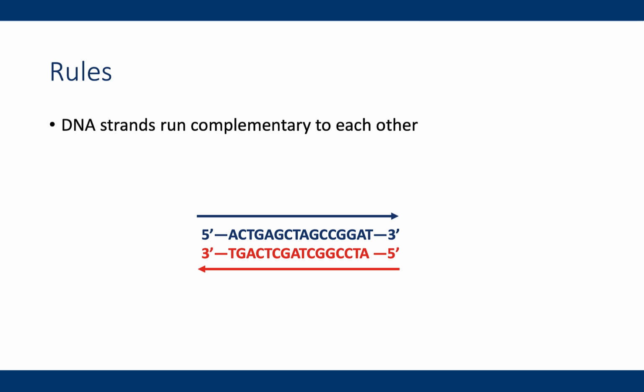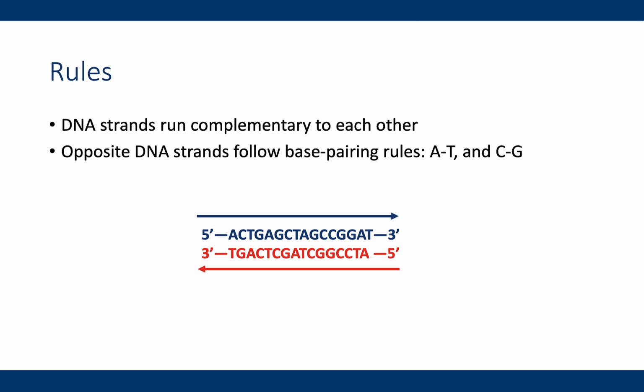The bases on the two DNA strands always pair up according to the base pairing rules. Across an A on one strand, there will always be a T on the complementary strand, and vice versa. And C and G always pair up as well. This means that if you know the sequence of one DNA strand, you can easily figure out the sequence of the opposite or complementary strand.